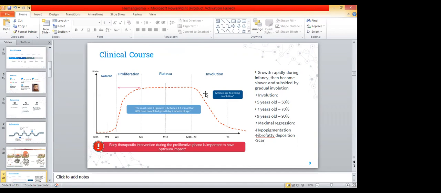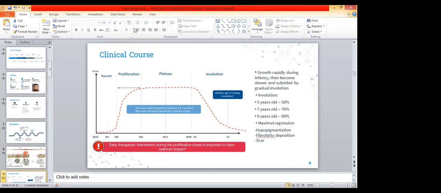Because if we detect that the hemangioma is high risk, such as it will cause functional impairment, such as it is on the eye, or at the beard area, it will cause upper respiratory tract obstruction. If we want to do therapeutic intervention, we must do it at the proliferation phase, because it will stop the proliferative phase. So it is the most optimal time to start the intervention.